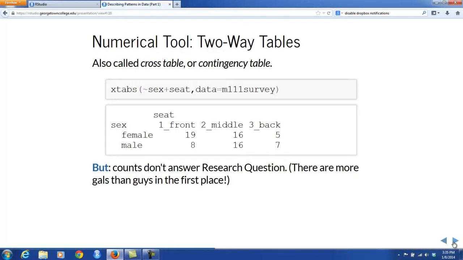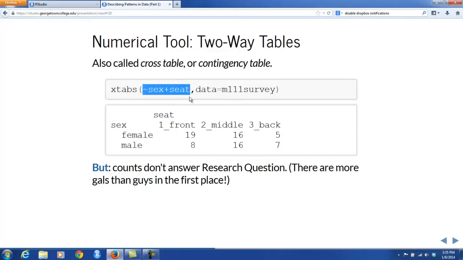So, the numerical tool for examining relationships between two factor variables is two-way tables. These are also called cross tables or contingency tables. The code again involves the function xtabs, and I think now you might recognize the x as short for cross and tabs as table, cross table.